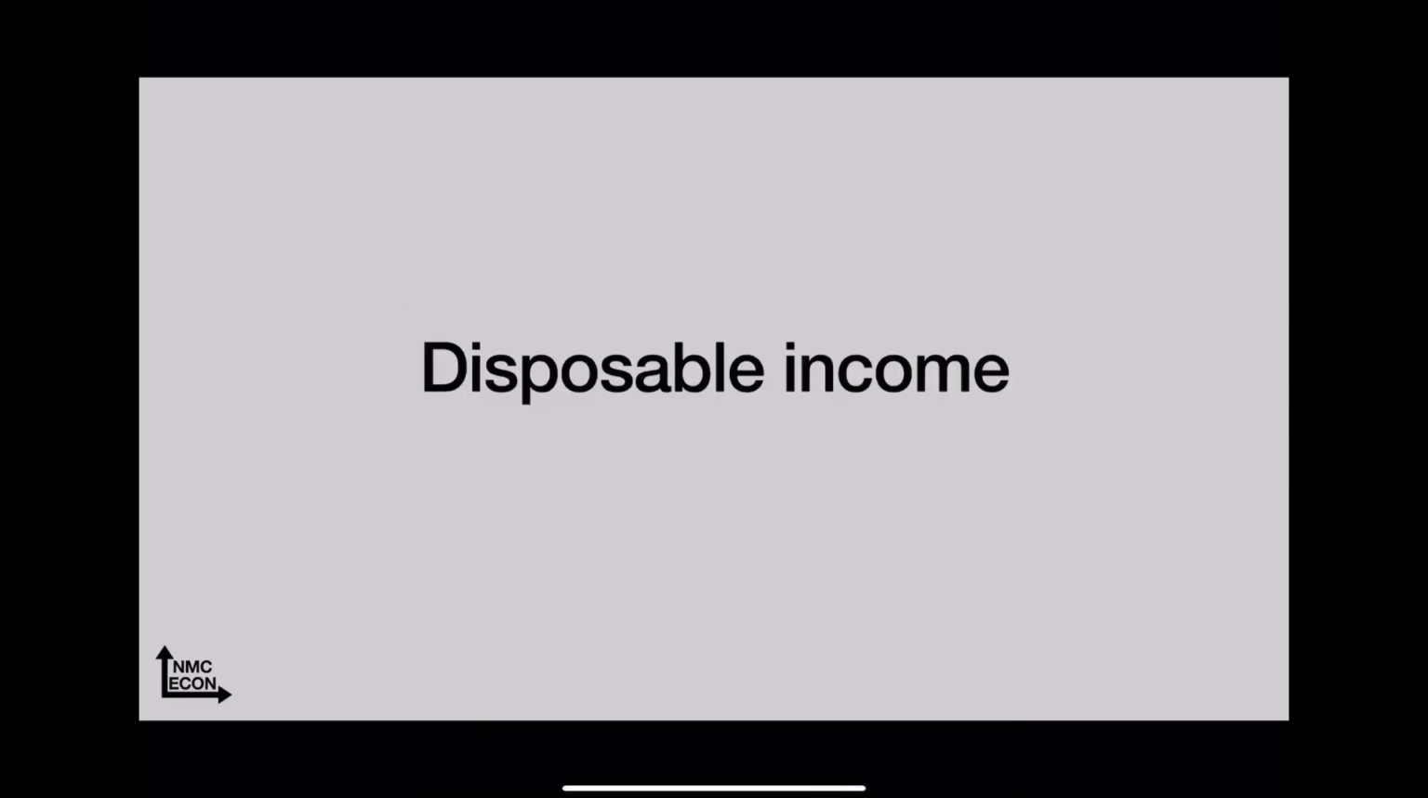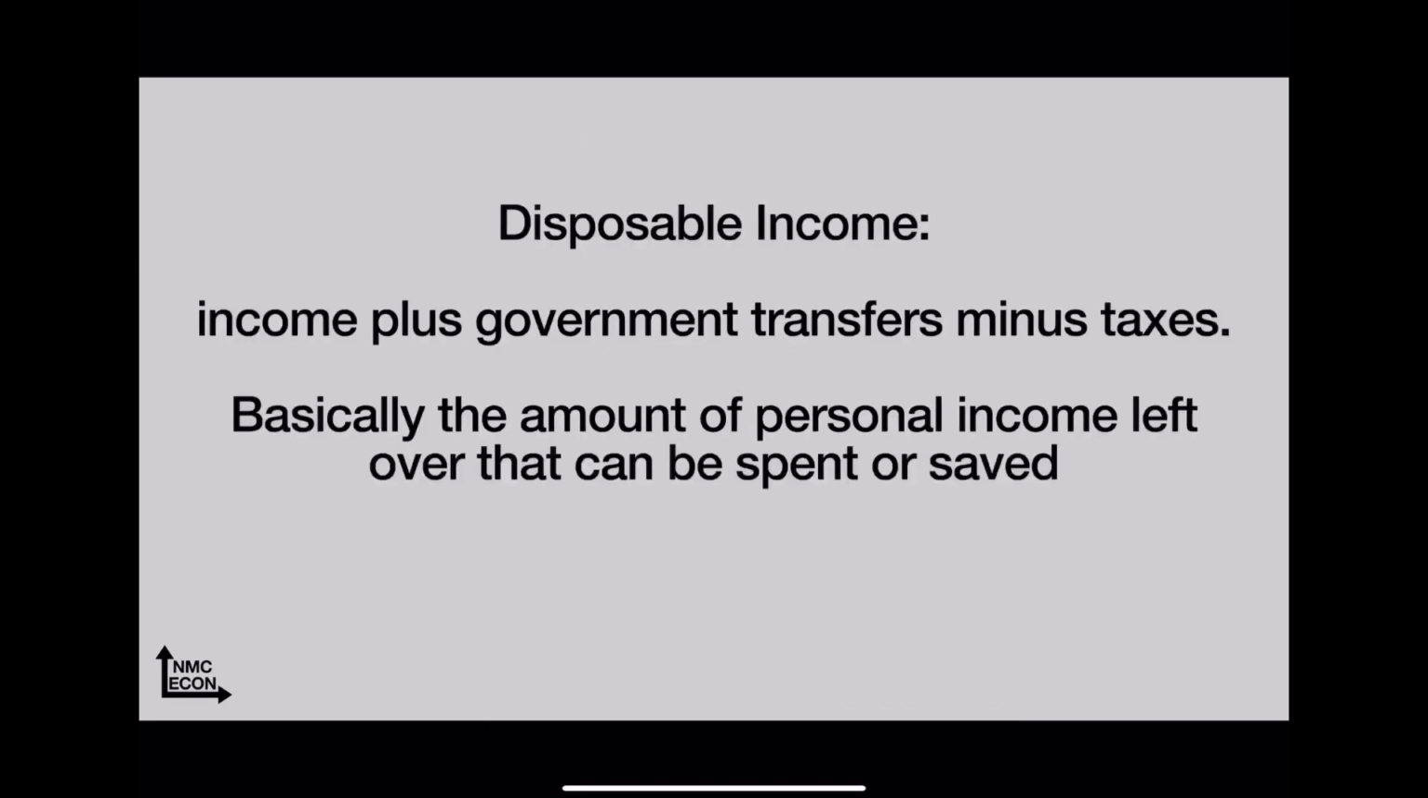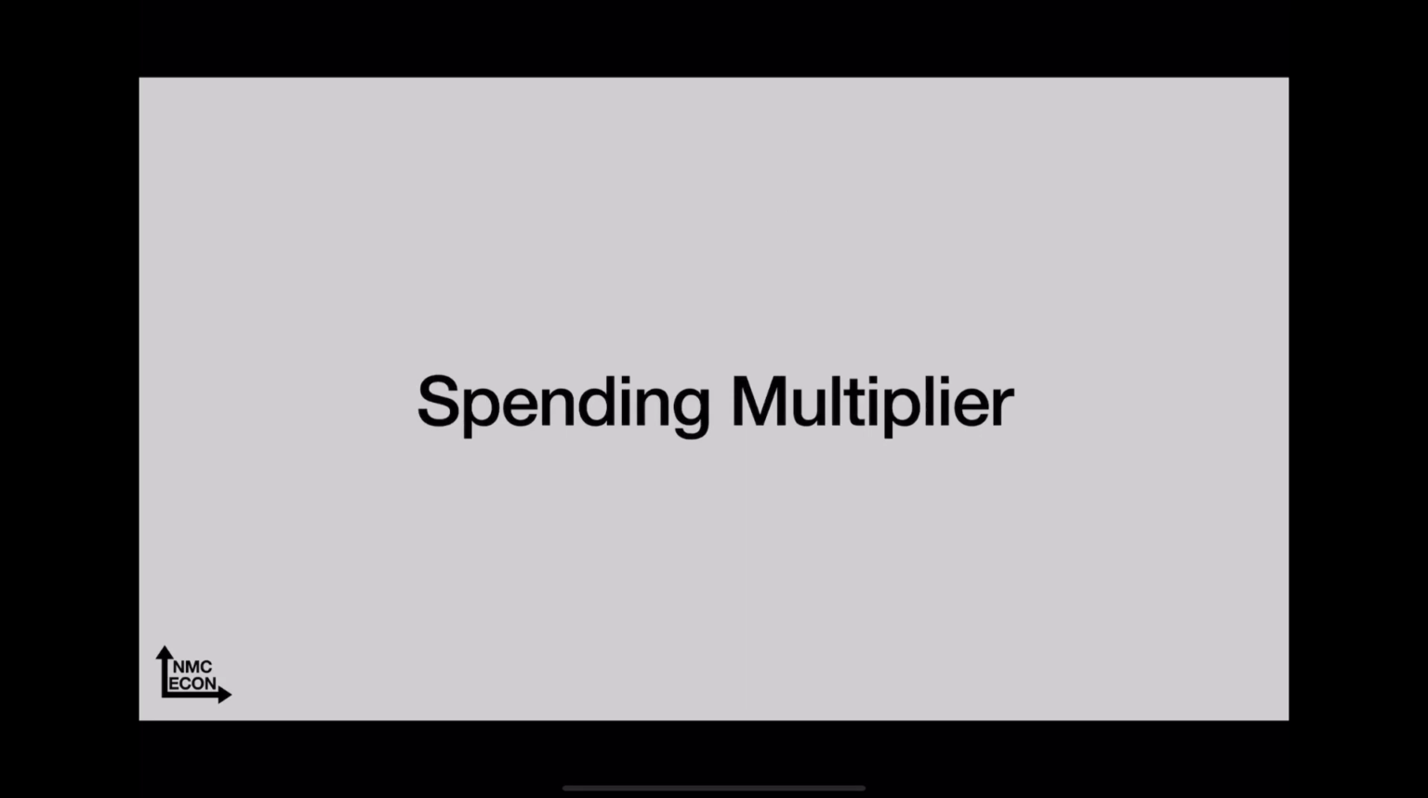The disposable income. This is your income plus government transfer payments minus taxes. It's just the amount of personal income you've got left over that you could either spend or save. I recommend you save.